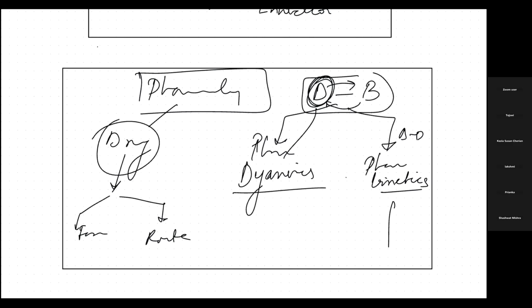Okay, so I'll just be starting it. Just give me 1 minute. We'll start pharmacokinetics.